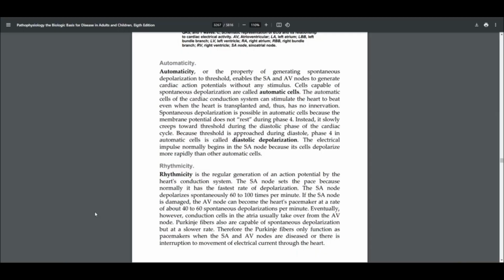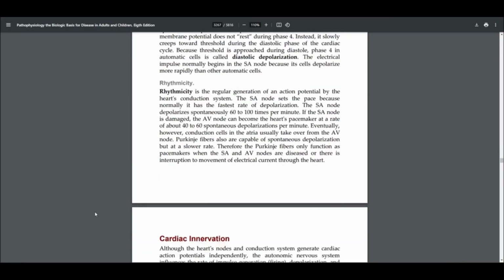Purkinje fibers also are capable of spontaneous depolarization, but at a slower rate. Therefore, the Purkinje fibers only function as pacemakers when the SA and AV nodes are diseased, or there is interruption to movement of electrical current through the heart.